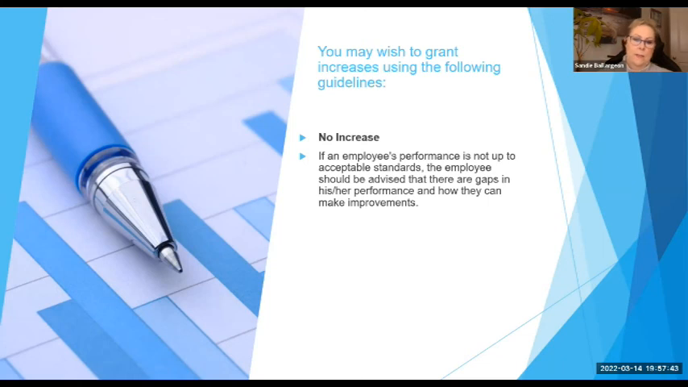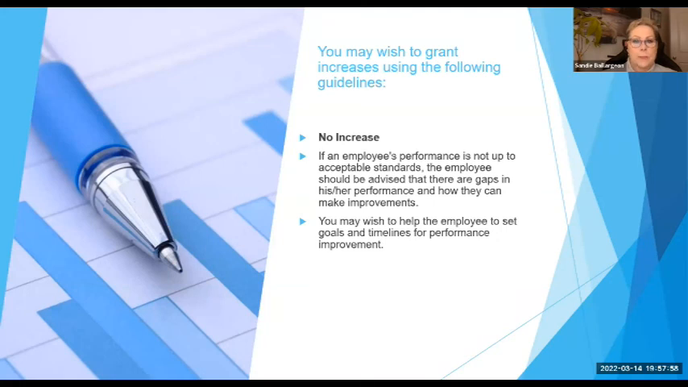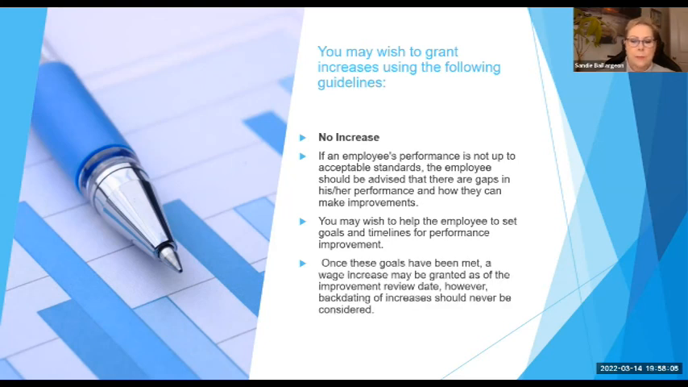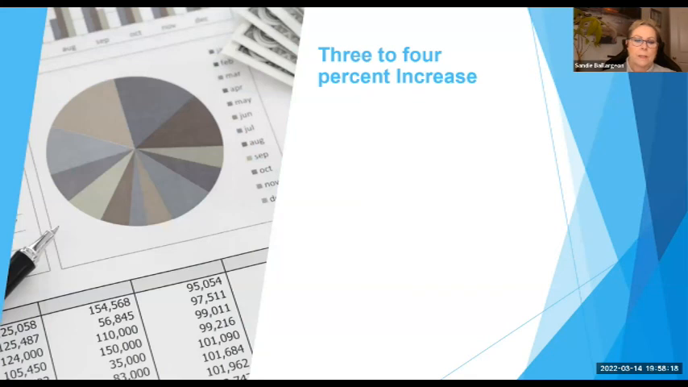No increase if an employee's performance is not up to acceptable standards. So remember, do not reward a non-performing employee. The employee should be advised that there are gaps in his or her performance and how they can make improvements. So be very specific in that. You may wish to help the employee set goals and timelines for their performance improvement. Once these goals have been met, a wage increase may be granted as of the improvement review date. However, backdating increases should never be considered.